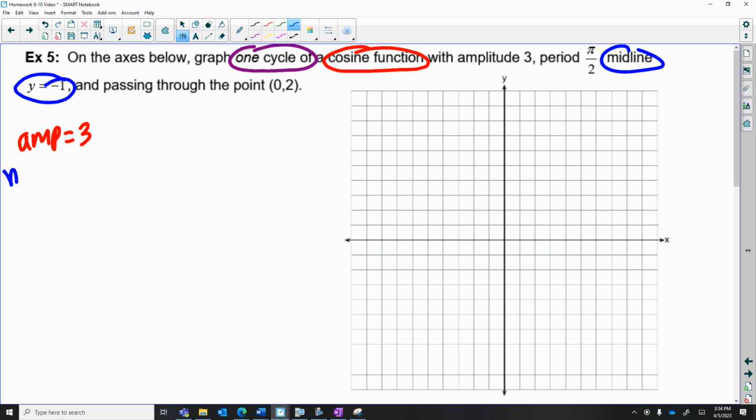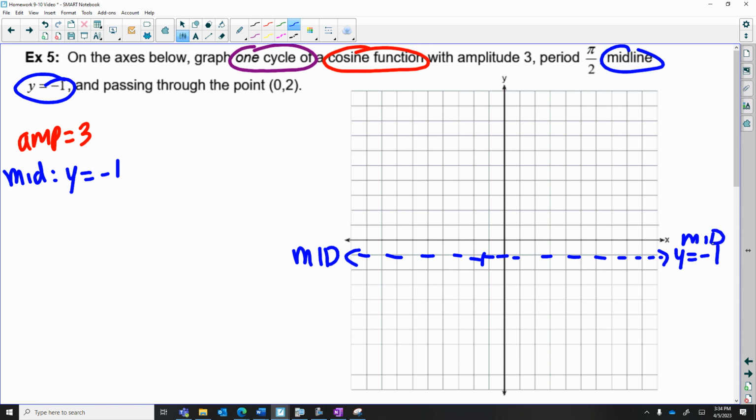That's very important. I always like to start with my midline, okay? So let's start at -1. Go to -1 and plot that dotted line. Label it y equals -1 and label it midline. All right? Now we're going to count up and down by our amplitude. So we're going to count 3 units up and 3 units down from -1.